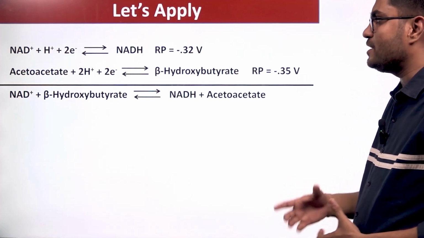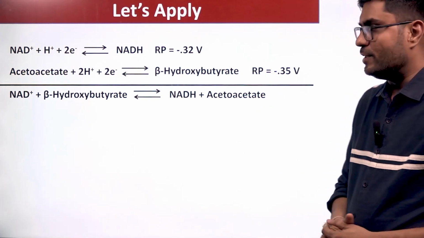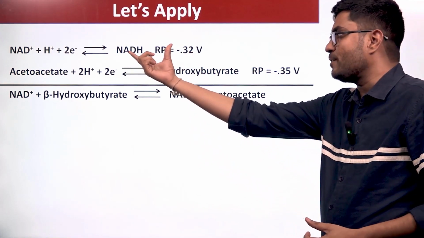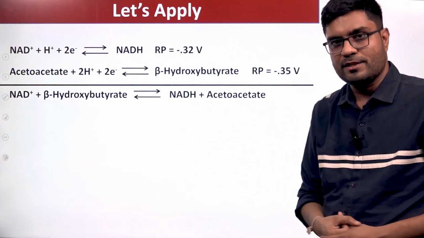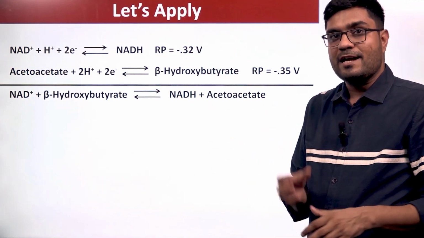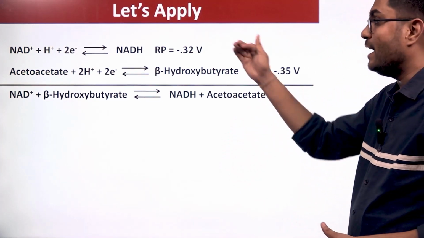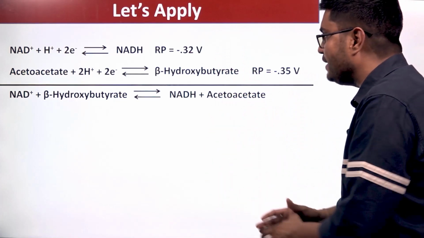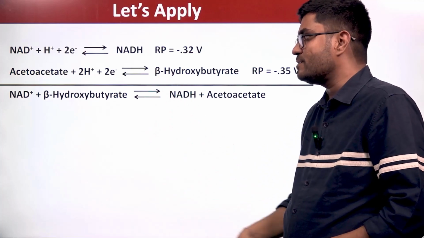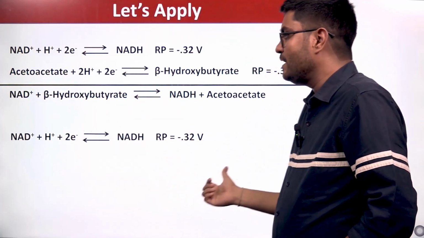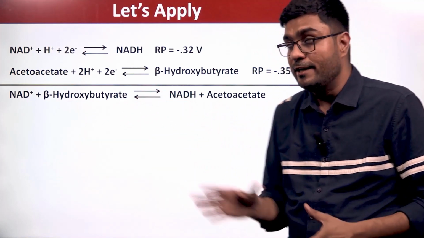So the reaction direction is totally dependent upon the values of reduction potential. Here, this is the process having high reduction potential, this is the process having low reduction potential, and we know that electrons will always be transferred from low reduction potential to high reduction potential. So when we combine, this process starts running backwards, releasing 2 electrons. These 2 electrons are given to NAD plus, and from NAD plus we are generating NADH.